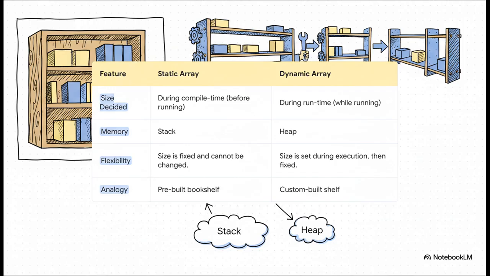And they even live in different neighborhoods in your computer's memory. Static arrays are on the stack, which is super fast and temporary. Dynamic ones are on the heap, which is for stuff that needs to be more flexible. It's a huge difference that really impacts how your program runs.